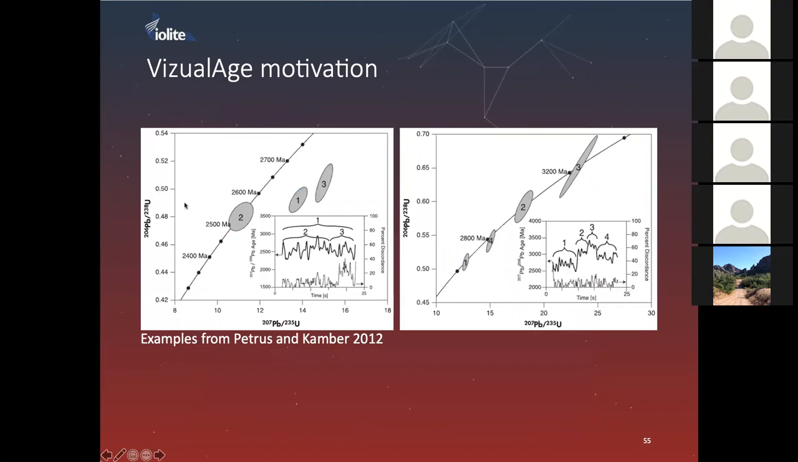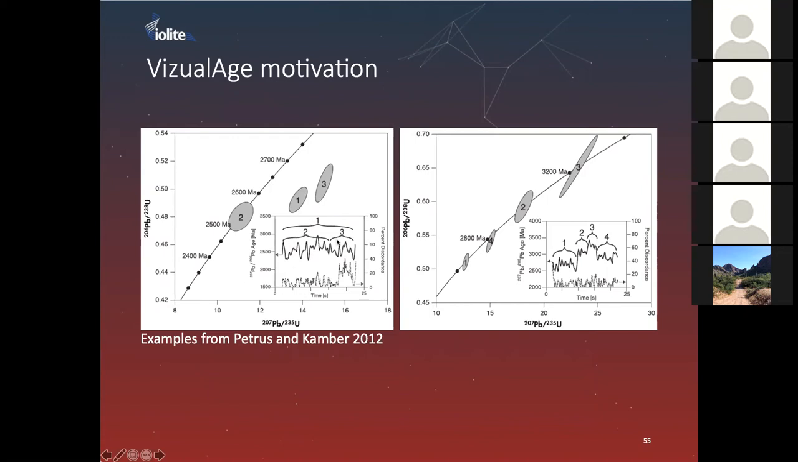Here are just a couple more examples of how, when you're looking at the noisy time-resolved signal, it can be hard to tell sometimes which part of the analysis is the best to select. We've got an example here where the first part yields a pretty nice and concordant bit of data, and the later part appears to have some common lead affecting it.